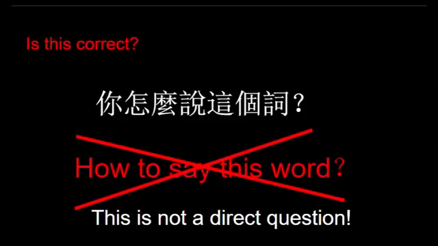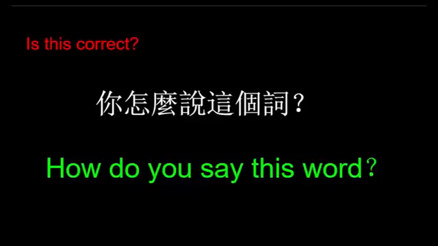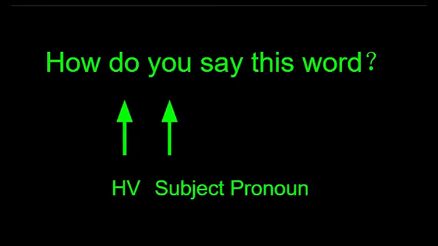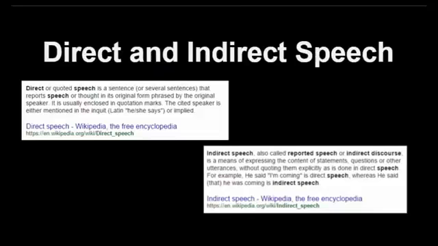What it is, it's a noun phrase used as a question incorrectly. You can't use a noun phrase. Here's the correct way. How do you say this word? See, we have a helping verb and we have a subject pronoun in our question. Usually we say you, and that's a direct question.